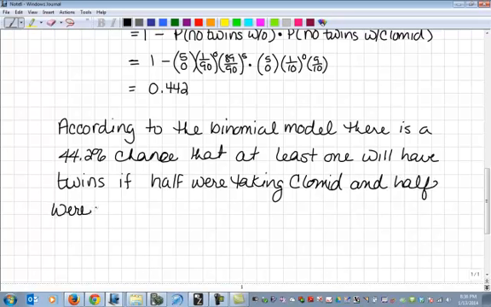So remember, this is really important, according to whatever model it is that I'm using here. All right, so that is number 7 on page 403.